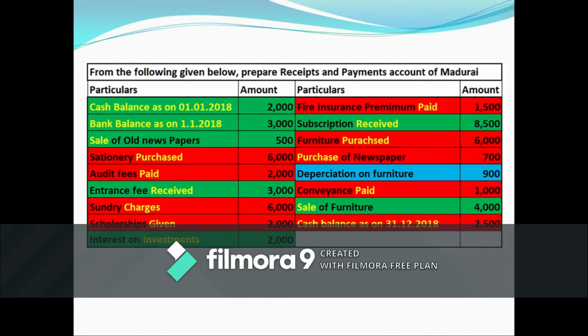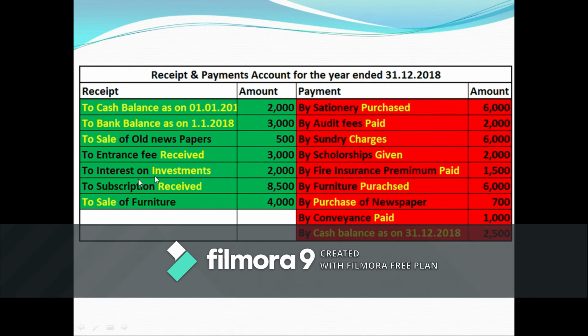Receipt and payment account is the summary of cash book. Depreciation on furniture is a non-cash expense. Any non-cash transaction we never consider in preparation of receipt and payment account. That's why the depreciation on furniture is highlighted in a different color, blue color. We never consider it, please ignore that depreciation on furniture. Total receipt here, here it should be mentioned in the payment.